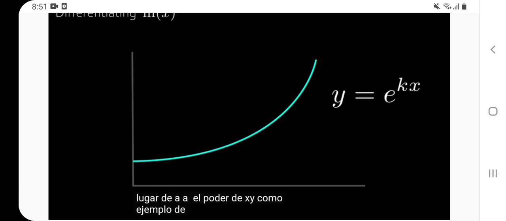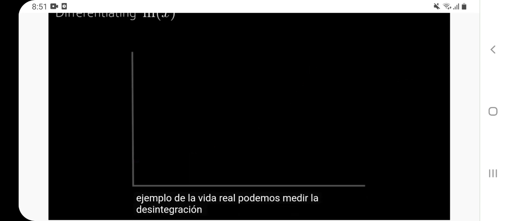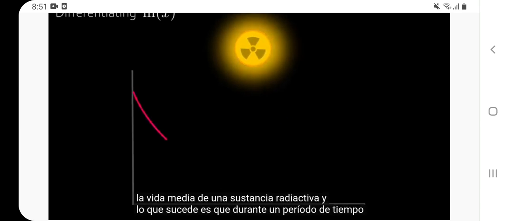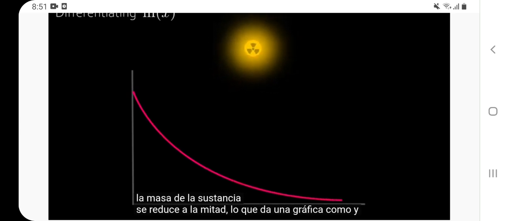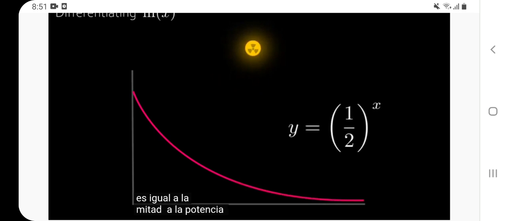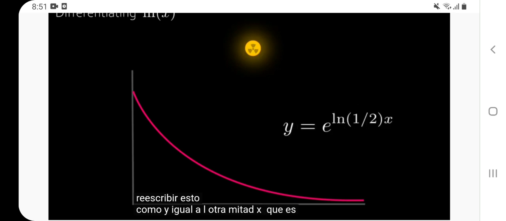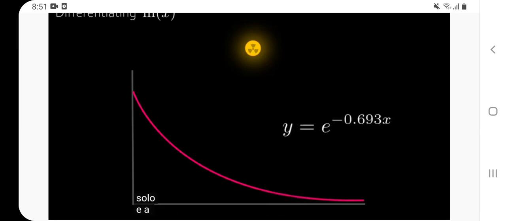And as a real-life example, we can measure the radioactive decay or half-life of a radioactive substance. And what happens is over some period of time, the mass of the substance is halved, which gives a graph like y equals 1/2 to the power of x. Now we can rewrite this as y equal to e to the ln of a half times x, which is just e to the minus 0.693 x, and now we can do whatever we want with it.